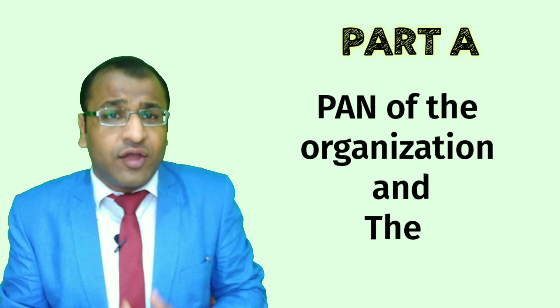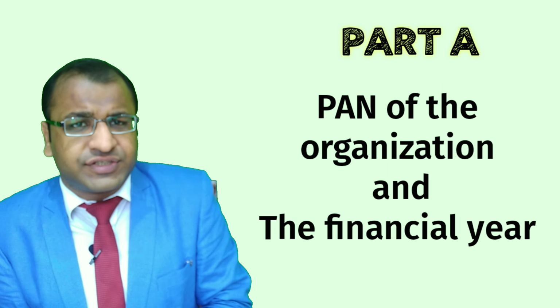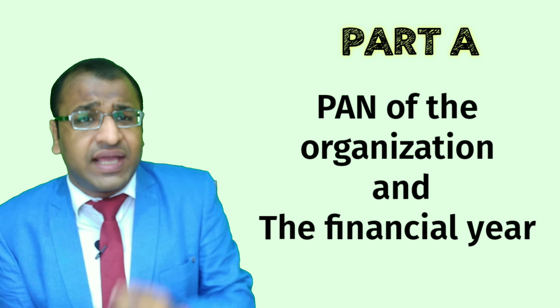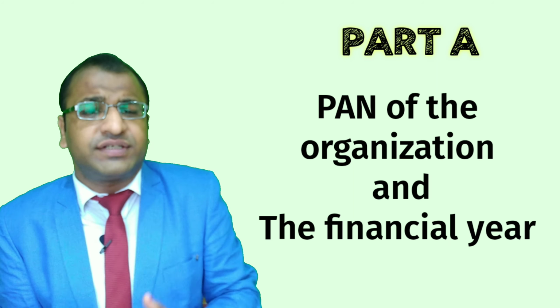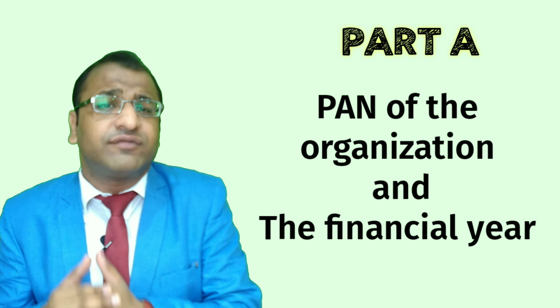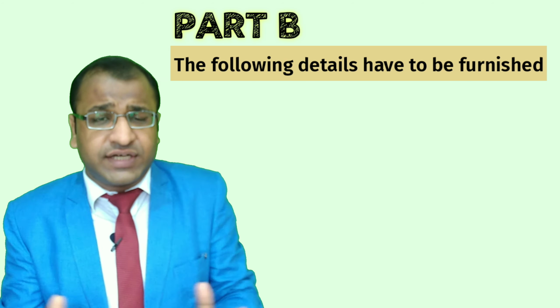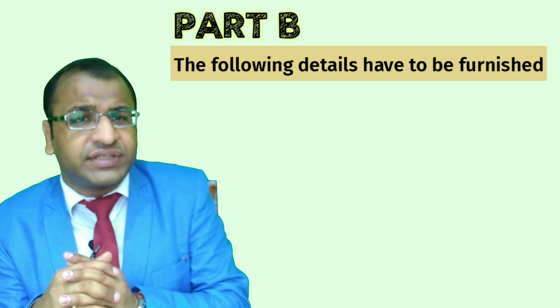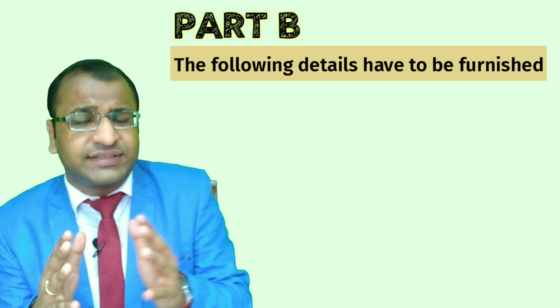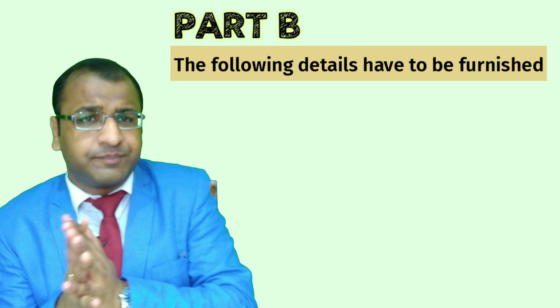In Part A, only two details need to be furnished: the PAN of the organization and the financial year for which the statement is being furnished. In Part B, a whole lot of details relating to the donors and the donation have to be filled. Let's understand them one by one.